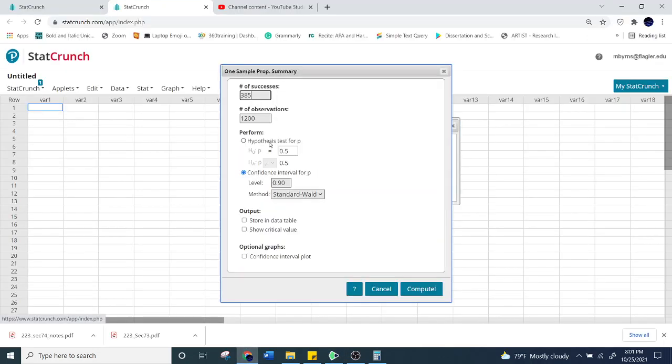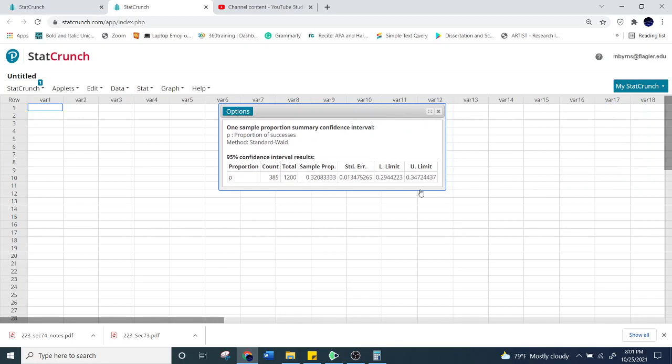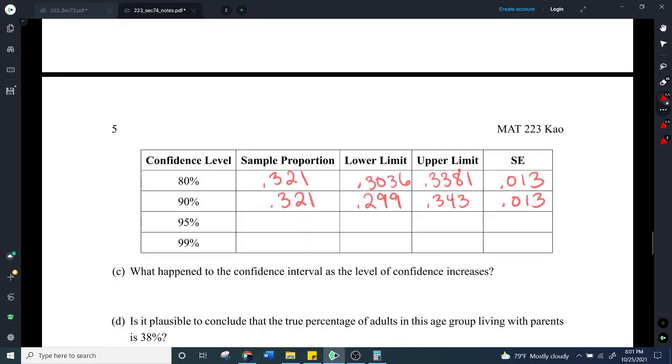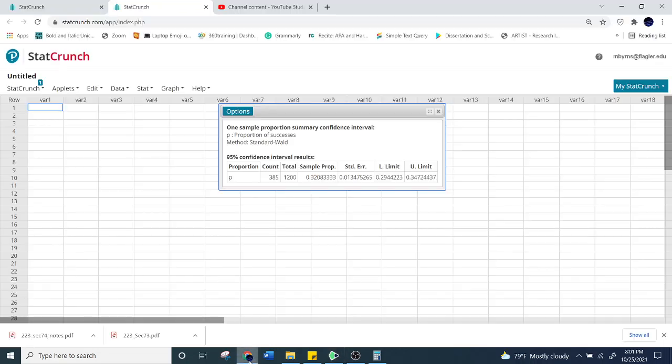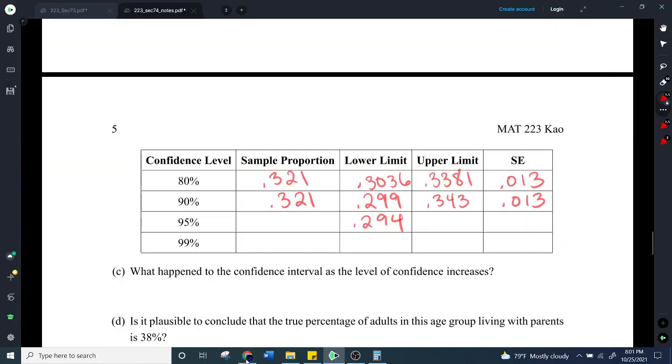So I'm going to go Options, Edit, and I'm going to change this now to a 95% interval. All right, so my lower limit is 0.294. My upper limit is 0.347. Again, these other numbers are exactly the same. Nothing's changed. Actually, I can go ahead and fill this one in too because I'm not changing anything else.